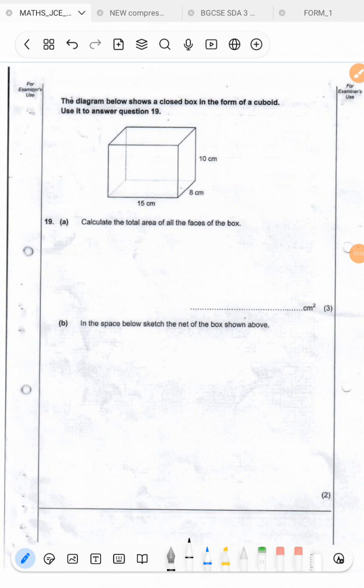Okay, 19 says that the diagram below shows a closed box in the form of a cube. Use it to answer question 19. Calculate the total area of all the faces of the box. Okay, so this one is very easy. Area of this box is equal to what? It's equal to this face here, which appears both on this side and the back side. So that means 2 times this face here.